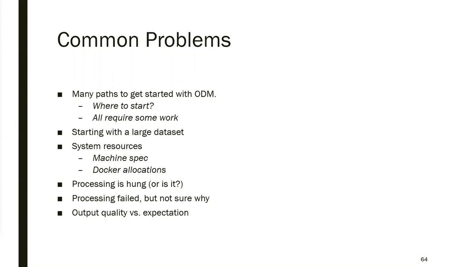And then output quality versus expectation. People sometimes come to OpenDroneMap from having used commercial software that's really tuned into their workflow, and then you just try something out of the box and it's not that great, and they say, well, OpenDroneMap sucks. The output quality is too bad, I'm not going to use it. So you sometimes do have to spend a little time with that. I think we're improving that as well with some improvements in the default camera parameters and things like that. These are the common problems. This is where I see a lot of discussion on the online help forums.